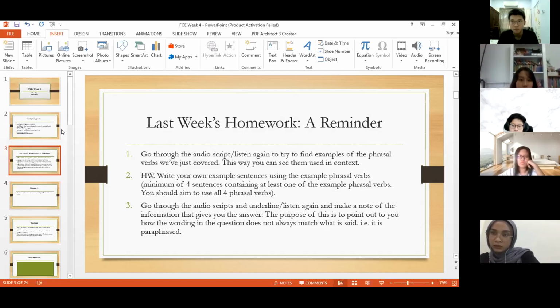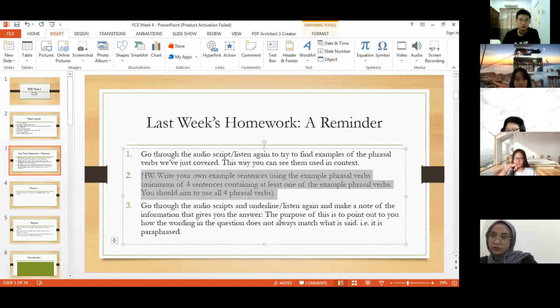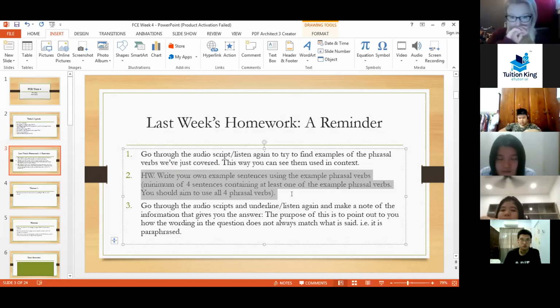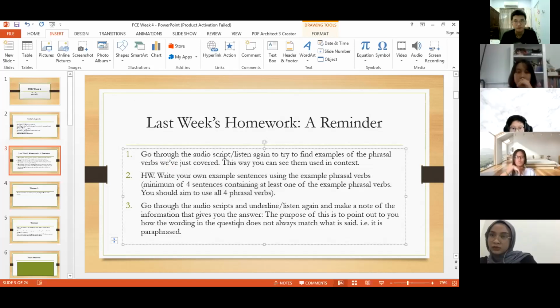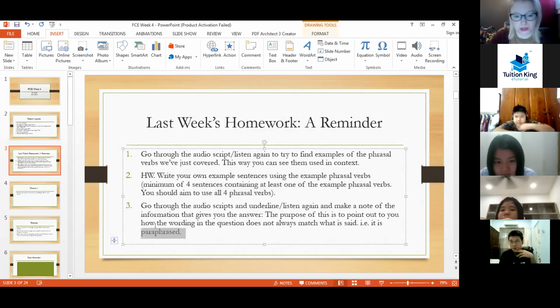But now that I'm in your group, I can actually send you the pictures of the audio script. For some reason, only my version of the book that I have here has the audio script and not your version online. So we'll try to fix that. Now, the key thing that I wanted you to do was to write some example sentences using all 4 of the phrasal verbs that we studied last week. That was the key thing that I wanted you to do.